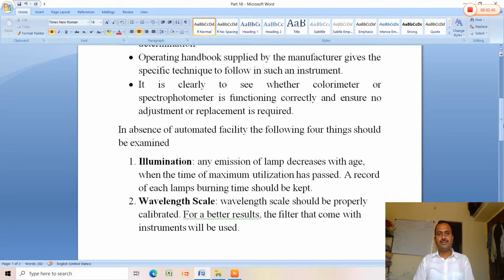Now the third point: the operating handbook supplied by the manufacturer gives the specific technique to follow for such an instrument. Whenever we purchase any type of colorimeter, we get the operating handbook, which explains how that colorimeter is used. With the help of that handbook, we get information about how to handle that type of instrument.